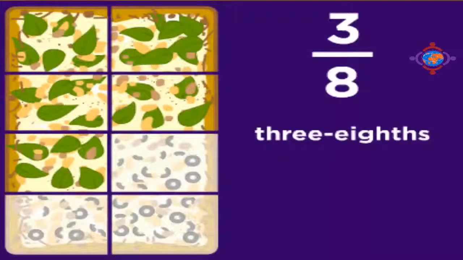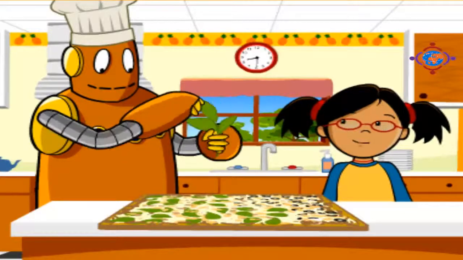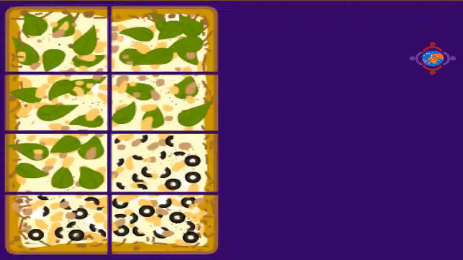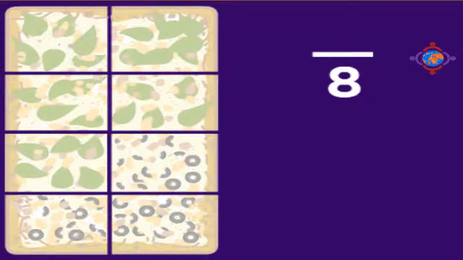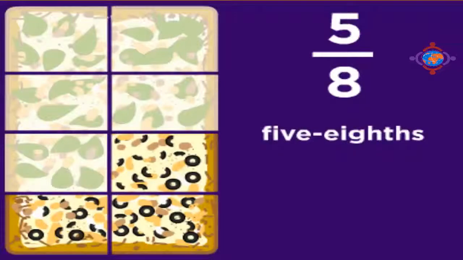3/8 of the pizza has olives. What fraction of the pizza has spinach? There are 8 slices, and 5 of them have spinach. 5/8 of the pizza has spinach.